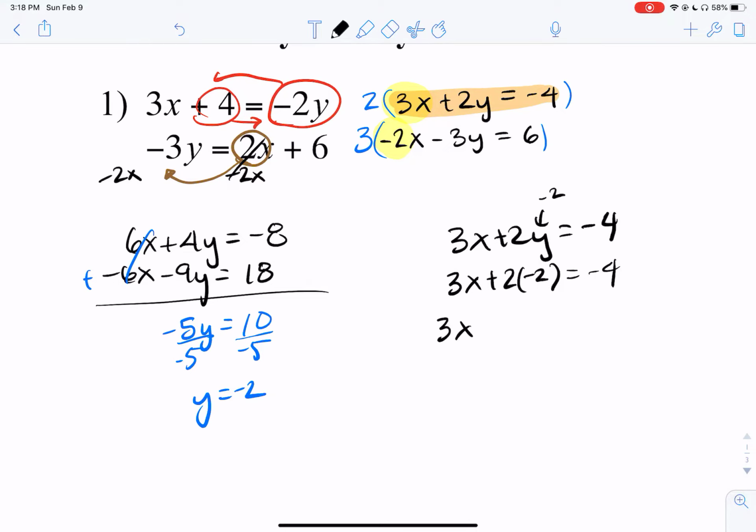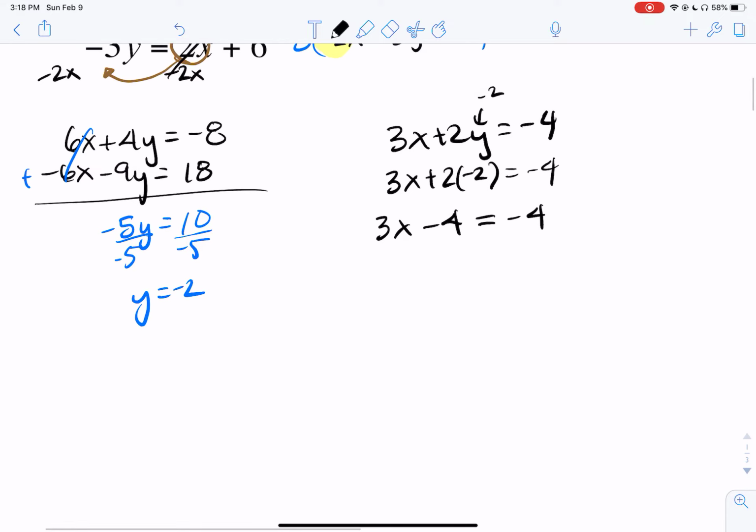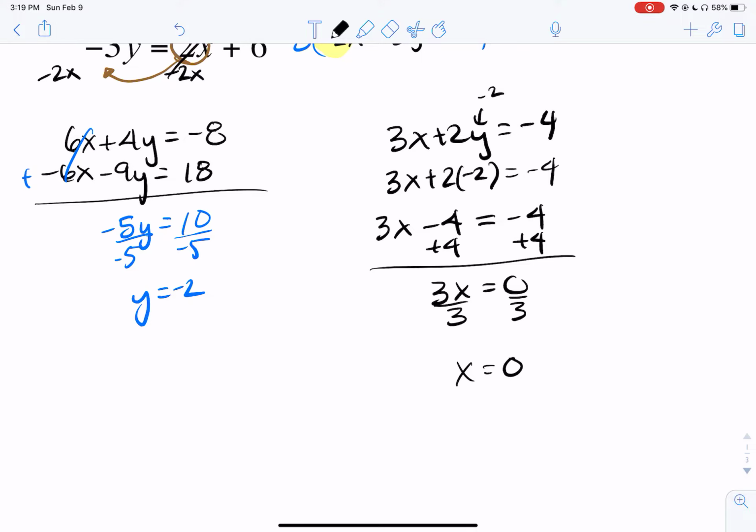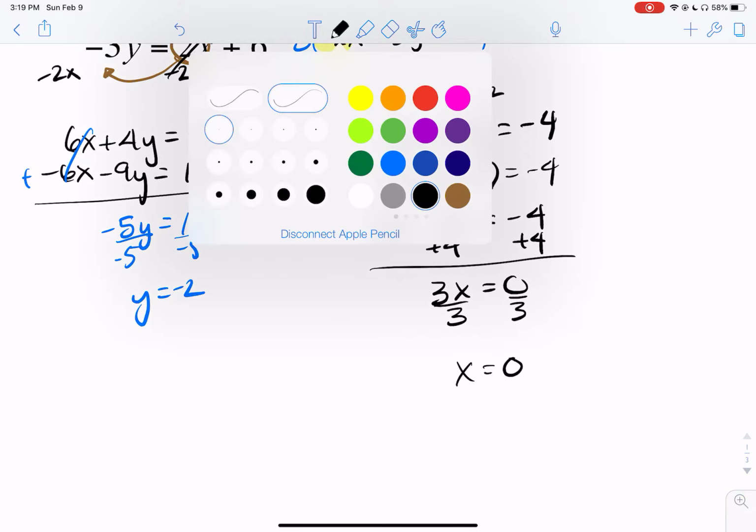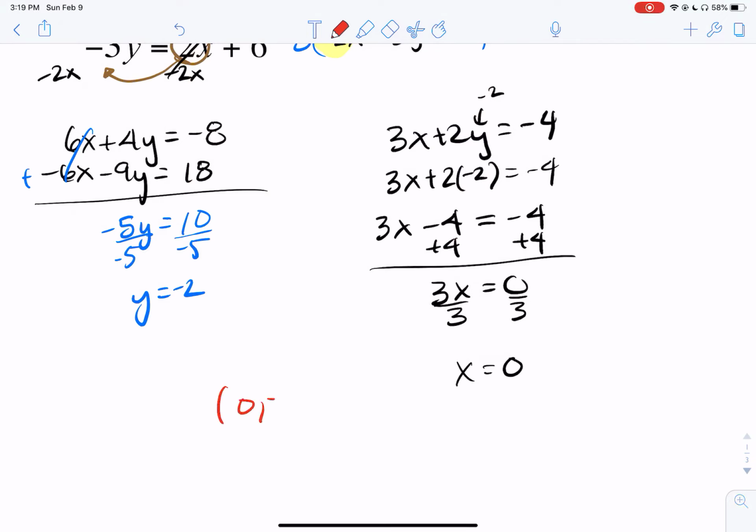So 3x minus 4 is equal to negative 4. And I'm going to add 4 to both sides. So 3x is equal to 0. And dividing by 3, the value of x is equal to 0. So x is equal to 0. y is equal to negative 2. So there's your solution.